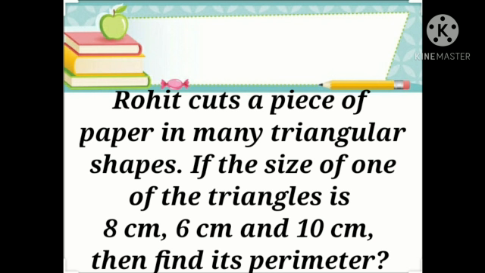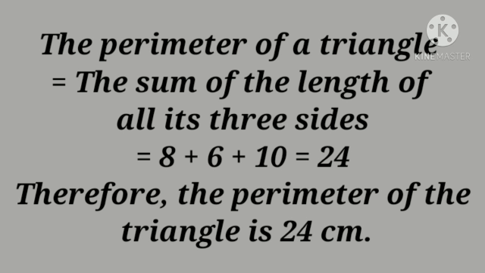Our next example is Rohit cuts a piece of paper in many rectangular shapes. If the size of one of the triangles is 8 centimeter, 6 centimeter and 10 centimeter, then find its perimeter. So the perimeter of a triangle is equal to the sum of the lengths of all its 3 sides, that is equal to 8 plus 6 plus 10, that is 24. Therefore, the perimeter of the triangle is 24 centimeter.